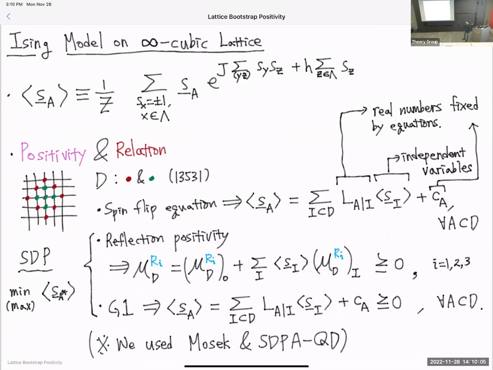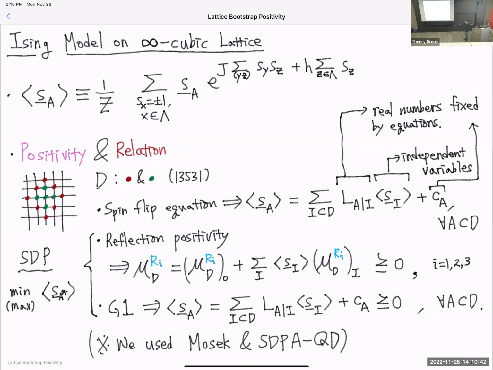Okay, we have positivity and relation, and we can run the same procedure as in the toy example. The spin-flip equation tells us that any spin correlator that we are going to consider is expressible as a linear combination of some independent spin correlators. If you recall, in this diamond case, there were about 2 to the 13 of these. But using symmetry and the spin-flip equation, there were only like 29 of them. And these coefficients are dictated by the spin-flip equations.